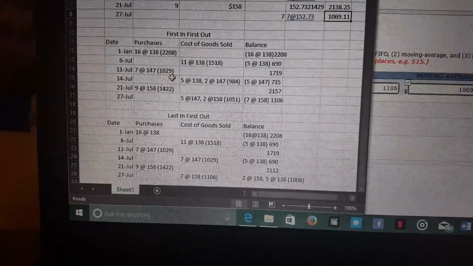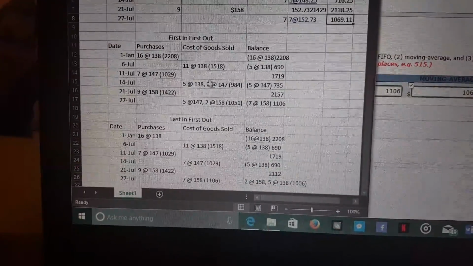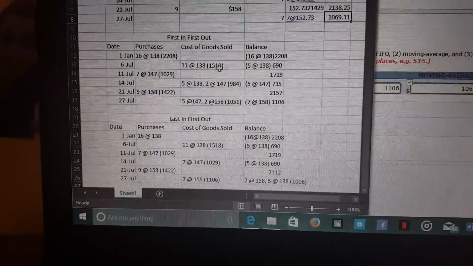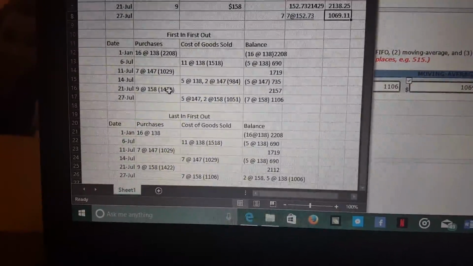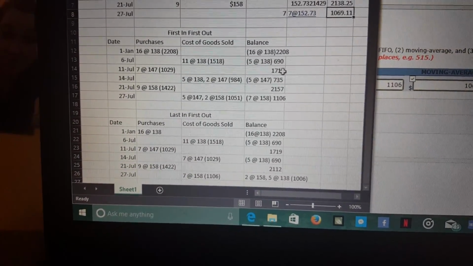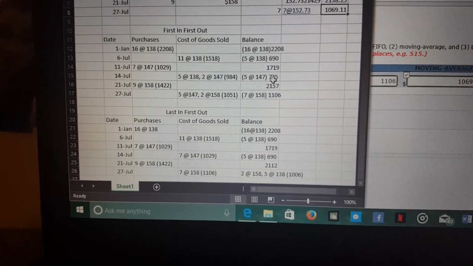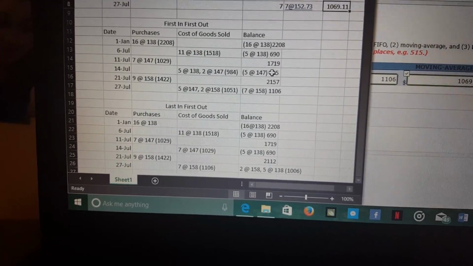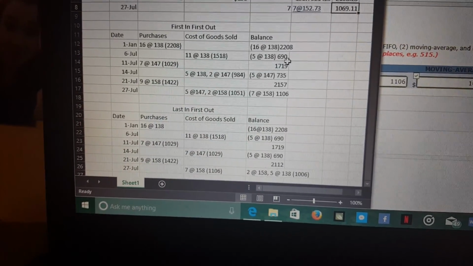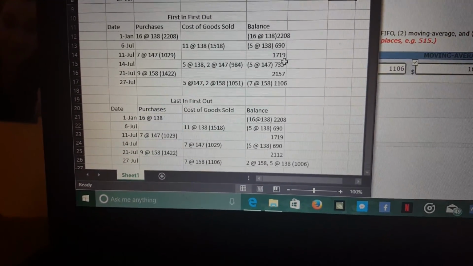And then we go ahead and buy 7 at the 147, and then as you can see in parentheses, I have the total cost, which is not really a big deal in the purchases or cost of goods, but you do have to have it eventually to find the balance and everything, so I like to have it there. And so then I just added that 1029 to the 690 to get the 1719.